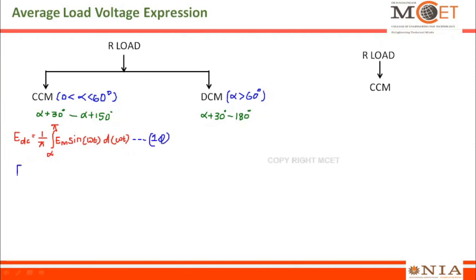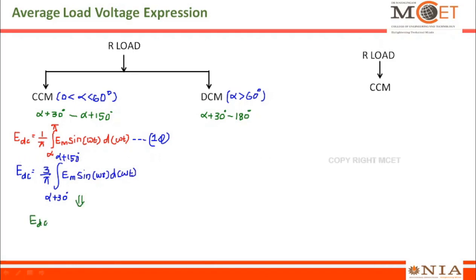I am going to make use of the same expression to be converted for three phase. So EDC becomes 3 by pi integration, now instead of alpha to pi, it is alpha plus 30 degrees to alpha plus 150 degrees, and again I am going to make use of the same expression, which is Em sin omega t d omega t. If I simplify this expression, I will get EDC equal to 3 root 3 Em by pi into cos alpha. Let this be expression 1.